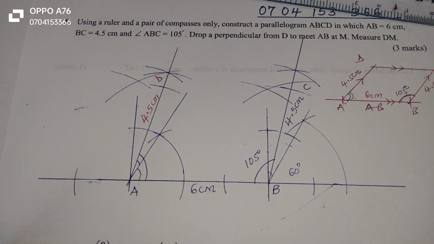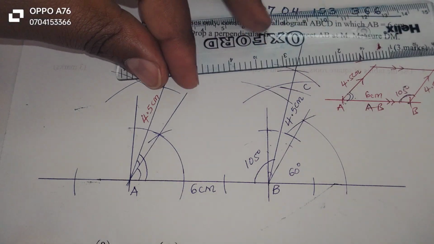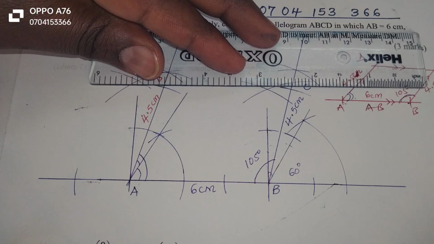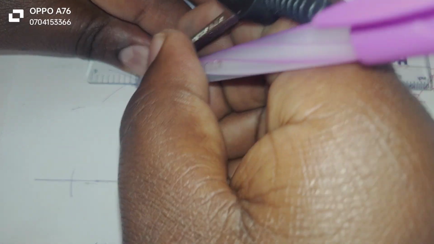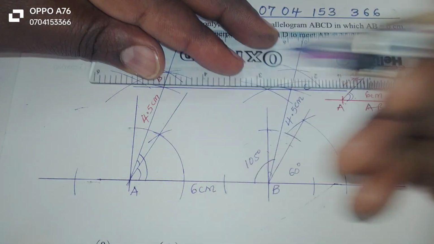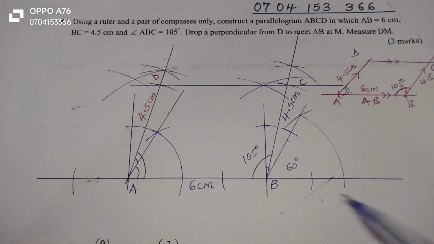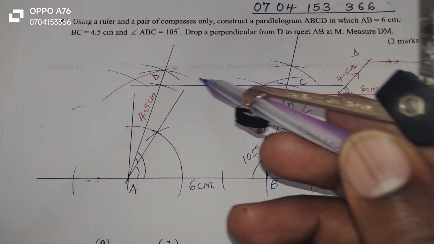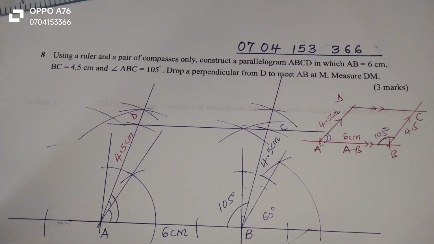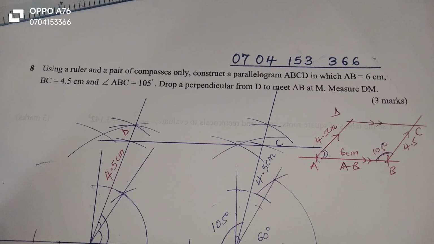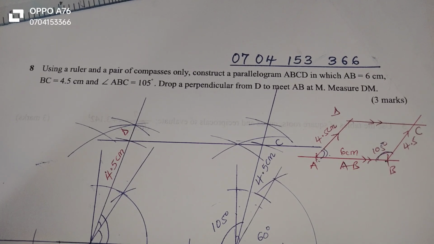With point D and point C, I can now join them using a very straight line. So when I join D and C, I will have my complete parallelogram. So this is now my parallelogram ABCD fully constructed.